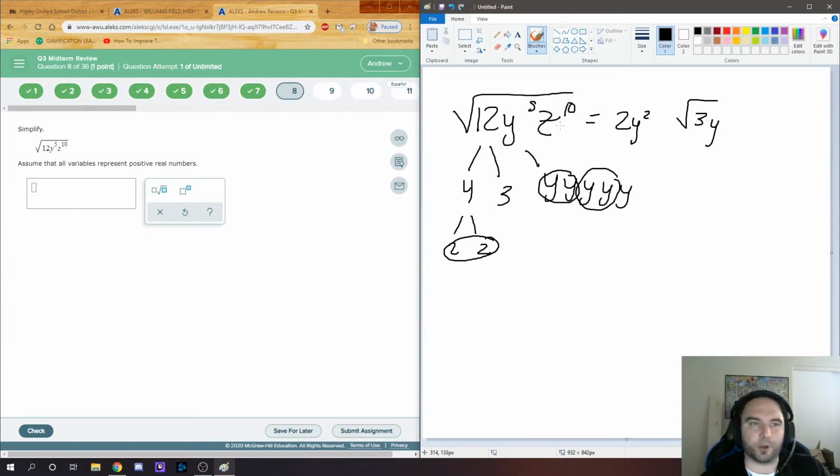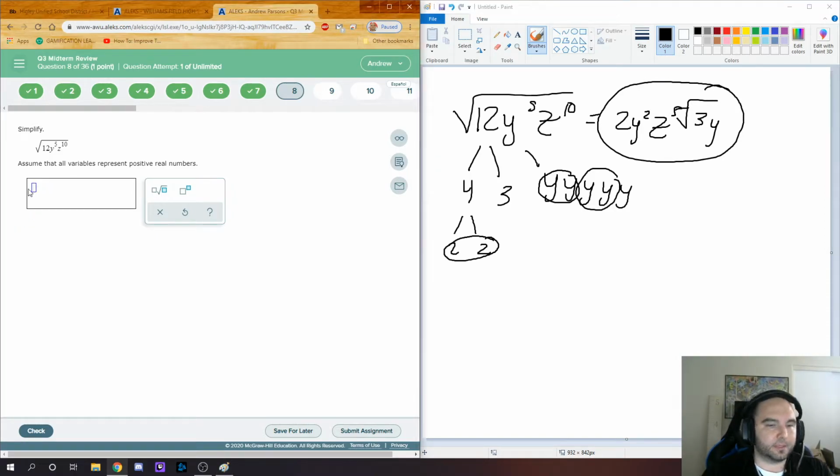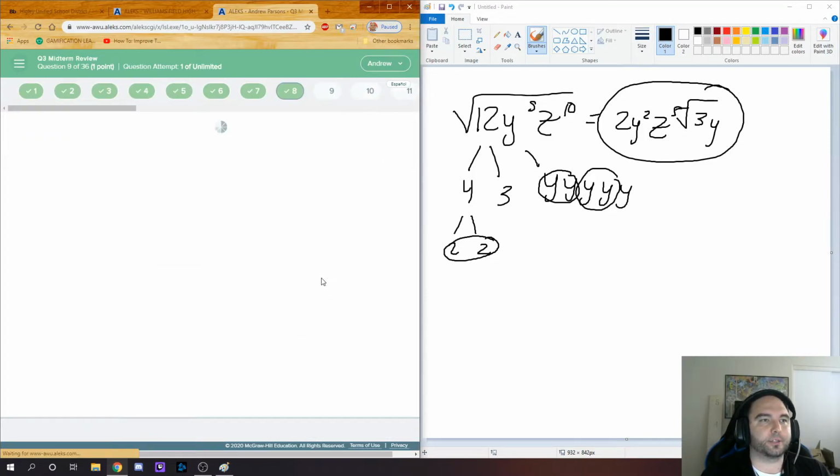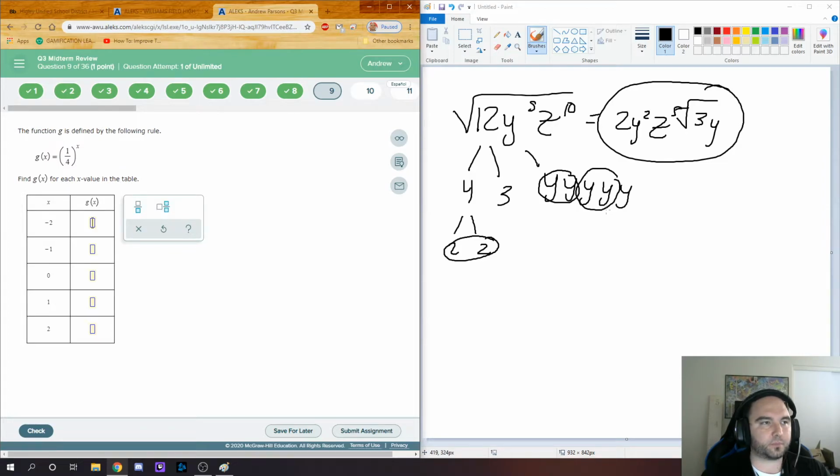Z to the 10, I'll do it the quick way only. 5 is the result when you do 10 divided by 2. So you get z to the 5 all on the outside. No remainders on that one. And there's our answer there. Somehow to me that doesn't look more simplified, but hey, them's the rules, man. So 2y to the 2, z to the 5th, and 3y. In math, the less you have in the root, the more simplified it is, so to speak.